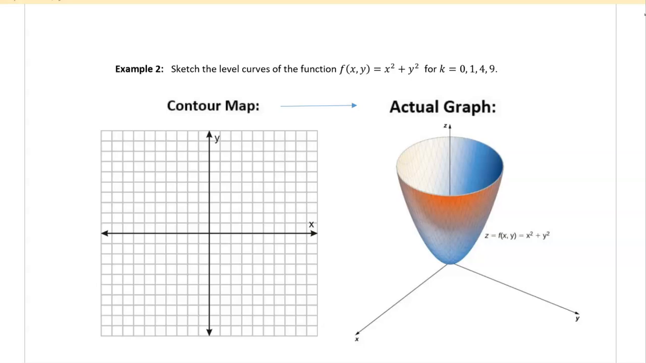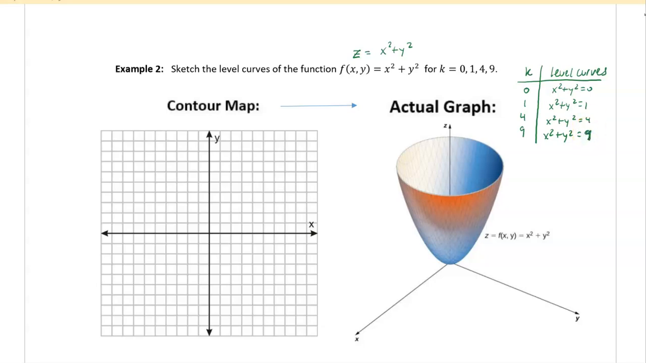So remember, we're just substituting in these k values for z. And when I say z, remember, instead of f of xy, we can write z equals x squared plus y squared. So I'm going to make a quick table over here for k values and the equations that we get when we substitute in those values for z for our level curves. That would be x squared plus y squared equals 0, x squared plus y squared equals 1, x squared plus y squared equals 4, and x squared plus y squared equals 9.